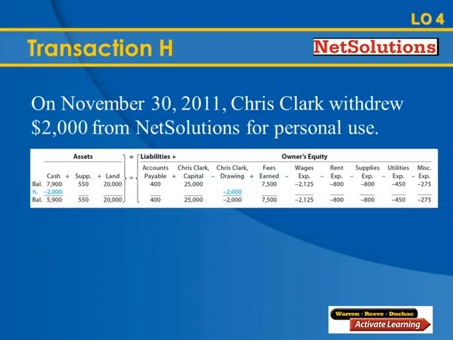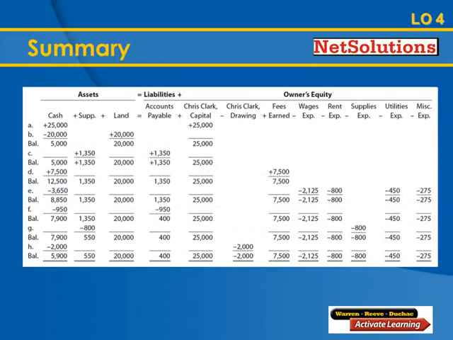When the owner Chris withdraws $2,000 from the business for personal use, the asset cash is reduced by $2,000. On the right side of the equation, this withdrawal of cash paid to the owner from the business reduces the owner's equity by $2,000. In the summary listed above, you should note the following points.